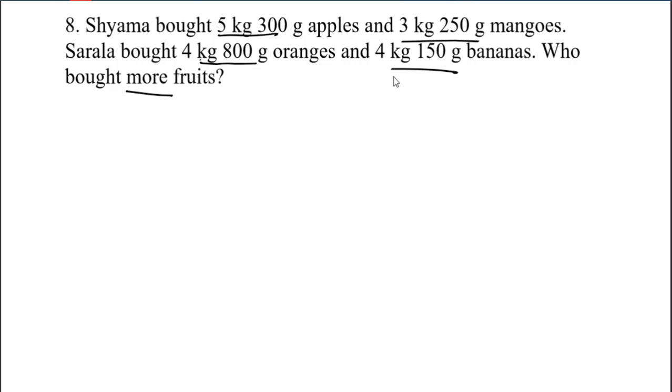Whereas Sarala, 4 kgs 800 plus 4 kgs 150, is 8 kgs 950 grams. Here Shyama has 8 kgs 550. Who bought more fruits? Obviously Sarala. So you do at home. This is homework for you.